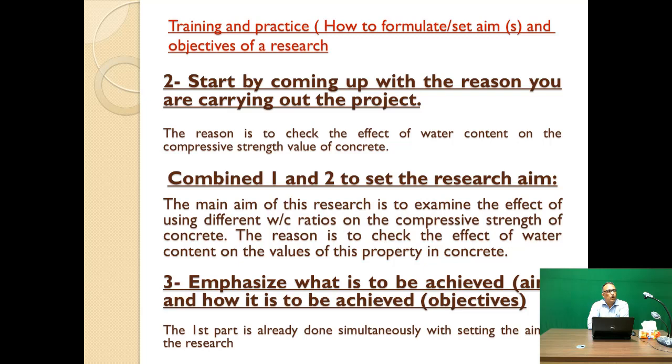The main aim of this study is to examine the effect of using different water cement ratios on the compressive strength of concrete. The reason is to check the effect of water content on the values of this property in concrete. So we combine the first point and the second point to set the aim. The third stage emphasizes what is to be achieved, the aim, and how it is to be achieved. So we have already done the first one, setting the aim, in these steps.